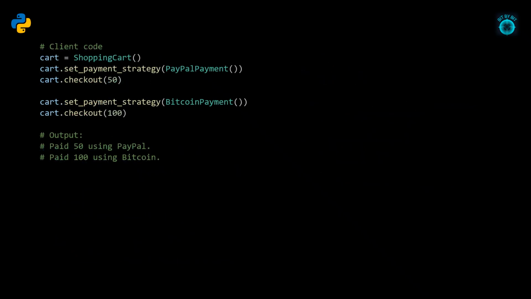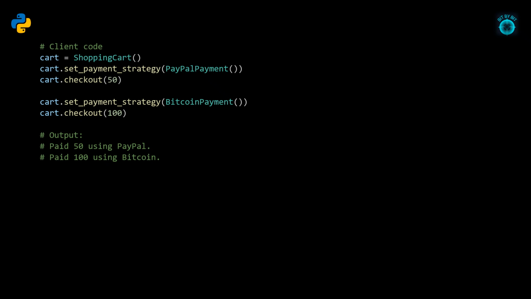In the client code, we create a shopping cart. First, we set the payment strategy to PayPal and checkout with 50 units. Then, we switch to Bitcoin and checkout again. Each strategy executes its own logic without changing the cart's internal code. This design keeps each algorithm independent, promotes clean separation of concerns, and lets you add or change behaviors without rewriting the main class.